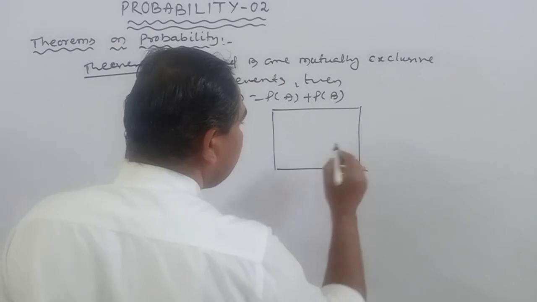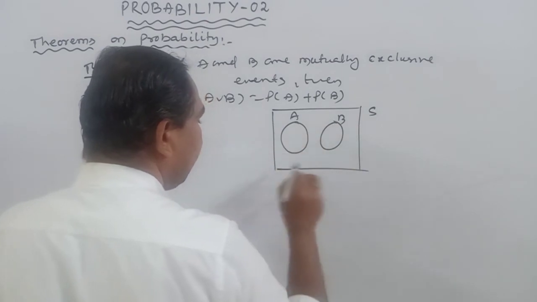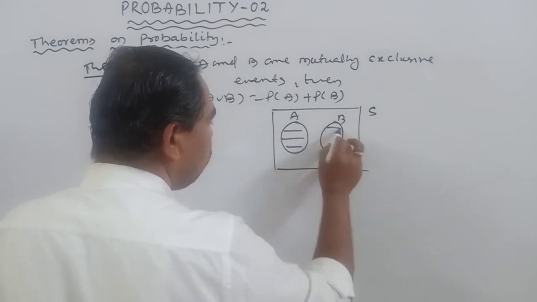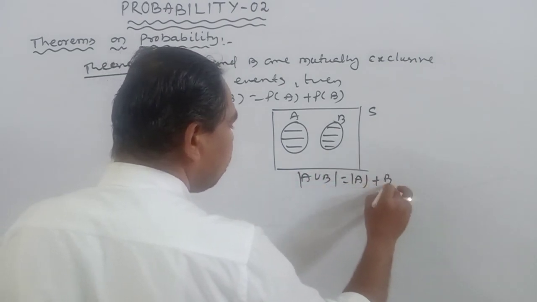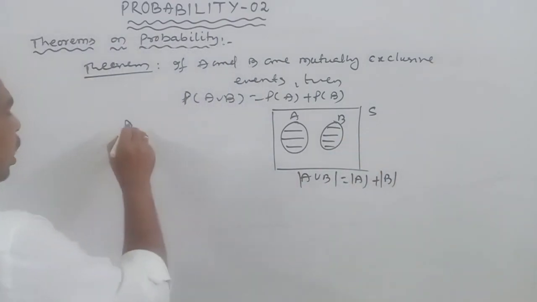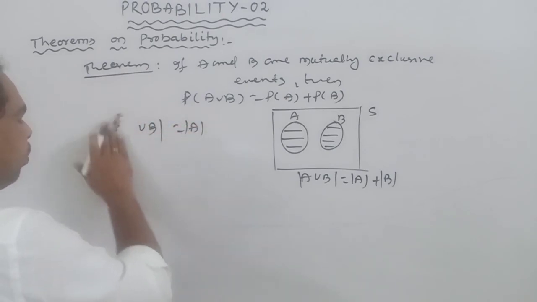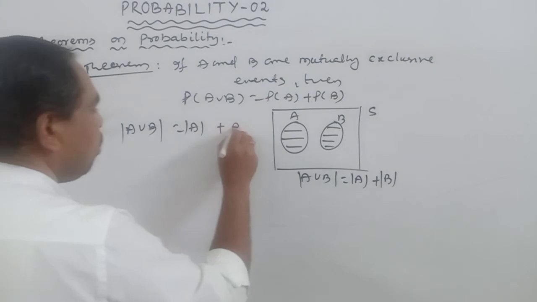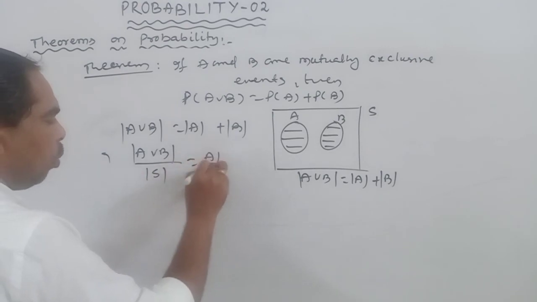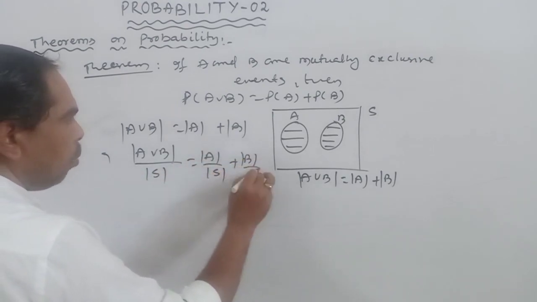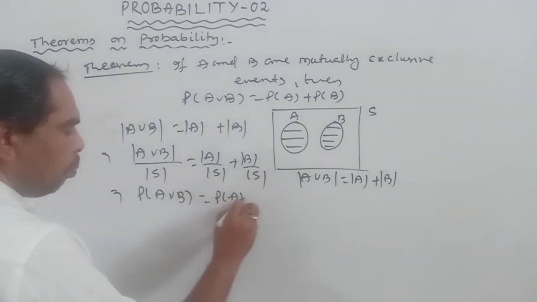So this is S, this one is set A and this one is set B. A union B means the whole. Mod of A union B is mod A plus mod B, because there is no common element. So mod of A union B divided by mod S is equal to mod A by mod S plus mod B by mod S. So this is P of A union B is equal to P A plus P B.